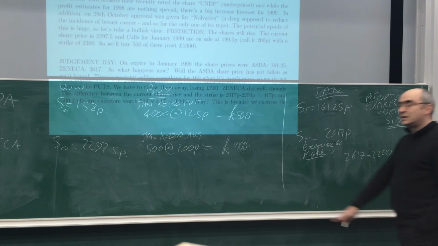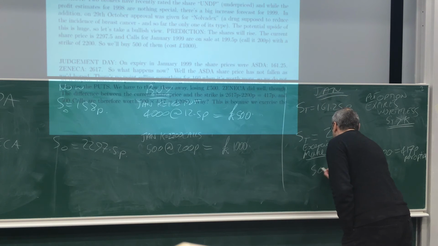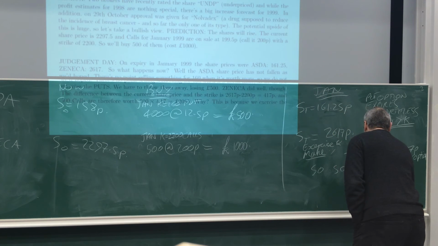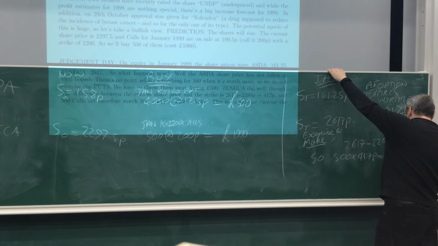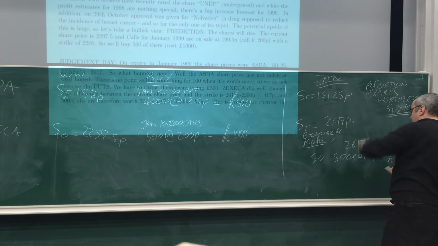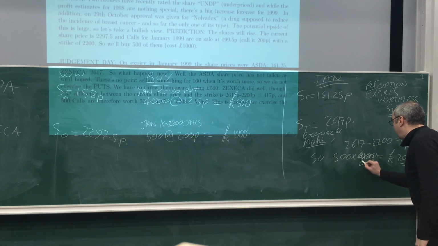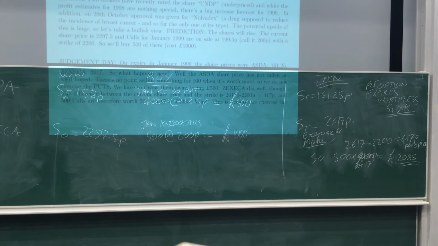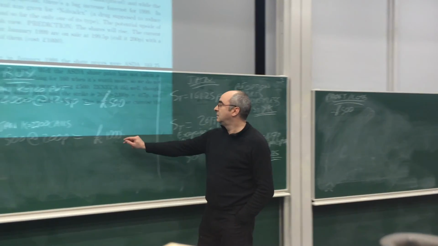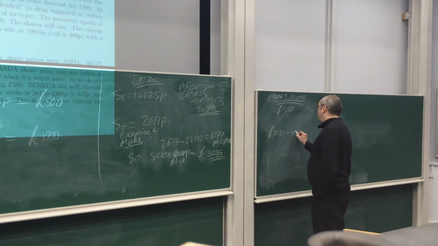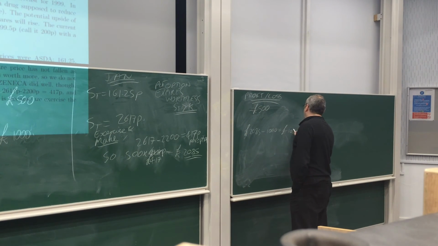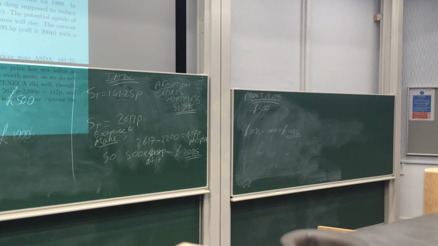How many options have I got? I've got 500. So 500 times 417 is 2,085. This is in pence, so you can write that as £4.17. So 500 times £4.17 is £2,085. So I make £2,085 from £1,000 investment. So my profit is 2,085 minus 1,000. So I make £1,085 from that deal.